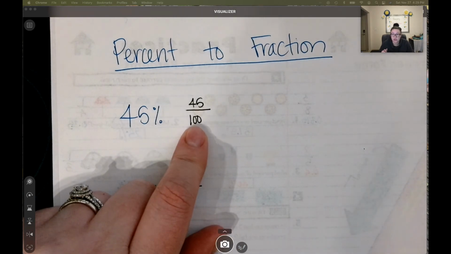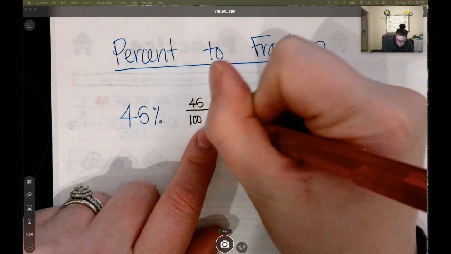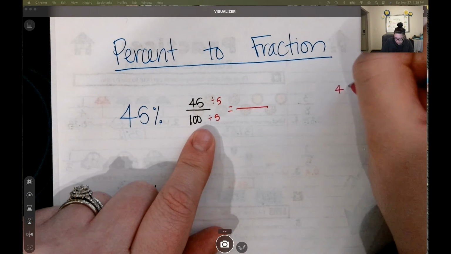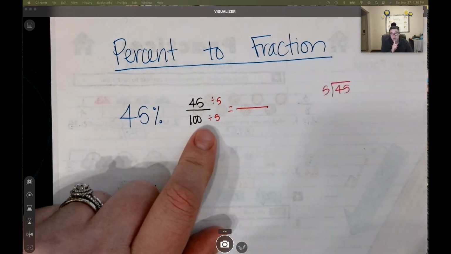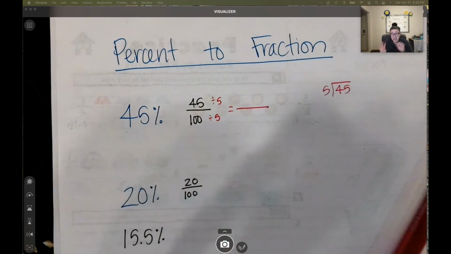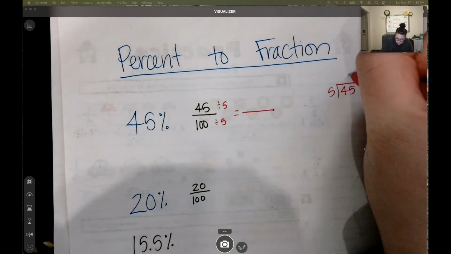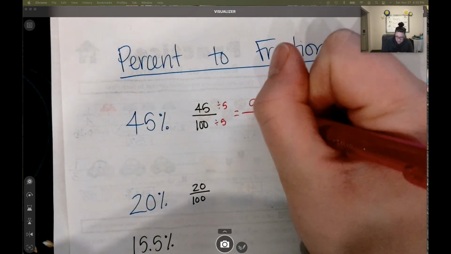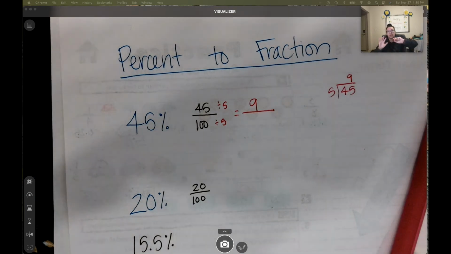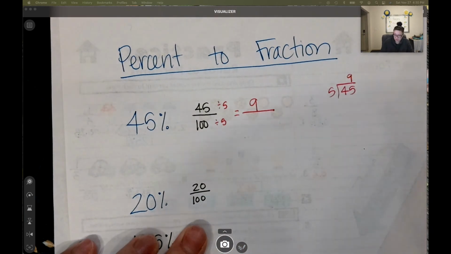Right off the bat, what number do I know goes into both? 5, because they end in a 5 and a 0. Divide them by 5. 45 divided by 5. How many times does 5 go into 45? 9. Again, if you don't know that, count by 5s. 5, 10, 15, 20, 25, 30, 35, 40, 45. 9. And 100 divided by 5.